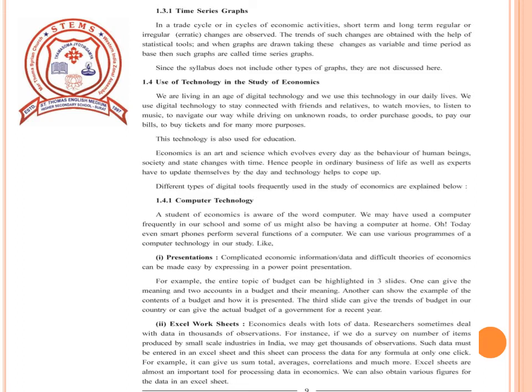Now the second is Excel worksheets. Economics deals with a lot of data. Researchers sometimes deal with data in thousands of observations. For instance, if we do a survey on the number of items produced by small-scale industries in India, we may get thousands of observations. Such data must be entered in an Excel sheet, and this sheet can process the data for any formula at one click.